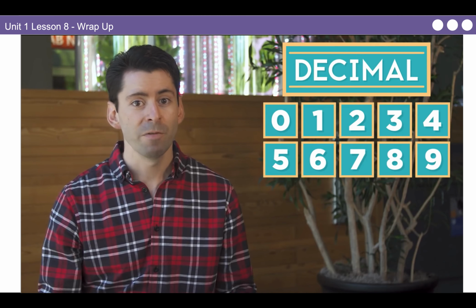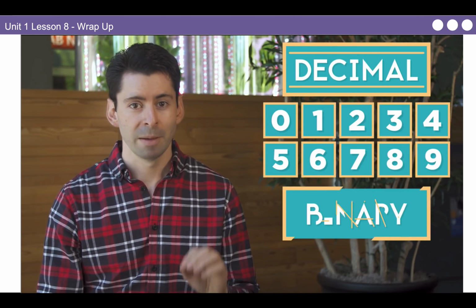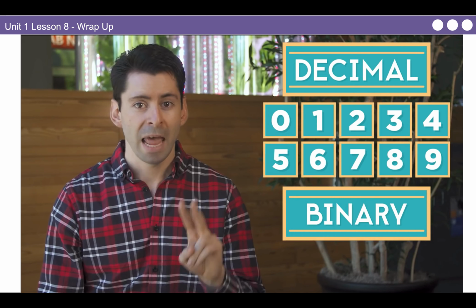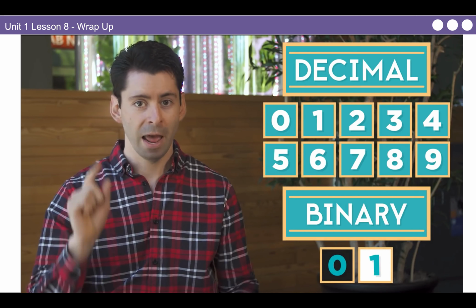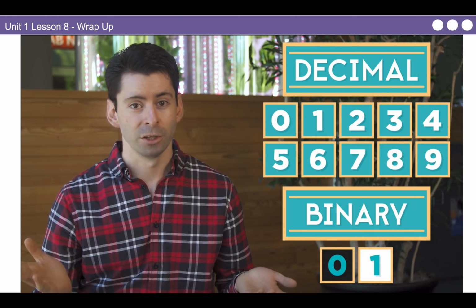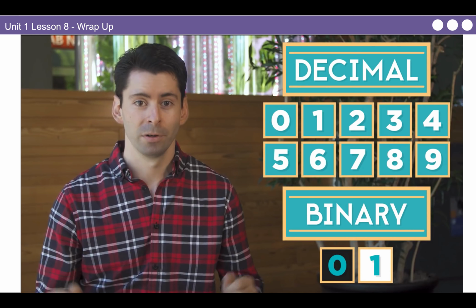In the decimal number system, we have 10 digits from 0 to 9, and that's how we've all learned to count. In the binary number system, we only have two digits, 0 and 1. With these two digits, we can count up to any number.